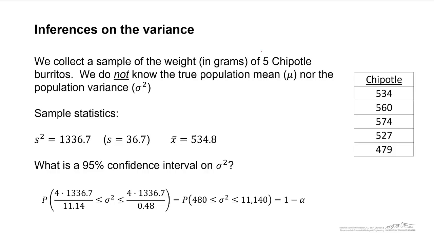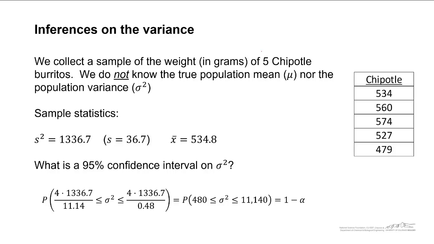Our sample variance is 1336.7. We can divide by 11.14 for our lower limit, 0.48 for our upper limit, and we end up with a 95% confidence interval on the true population variance of 480 to 11,140. Now you notice that's a pretty big range. We have a limited sample size of only 5, which means we have 4 degrees of freedom, and that's why we have such a big interval there.